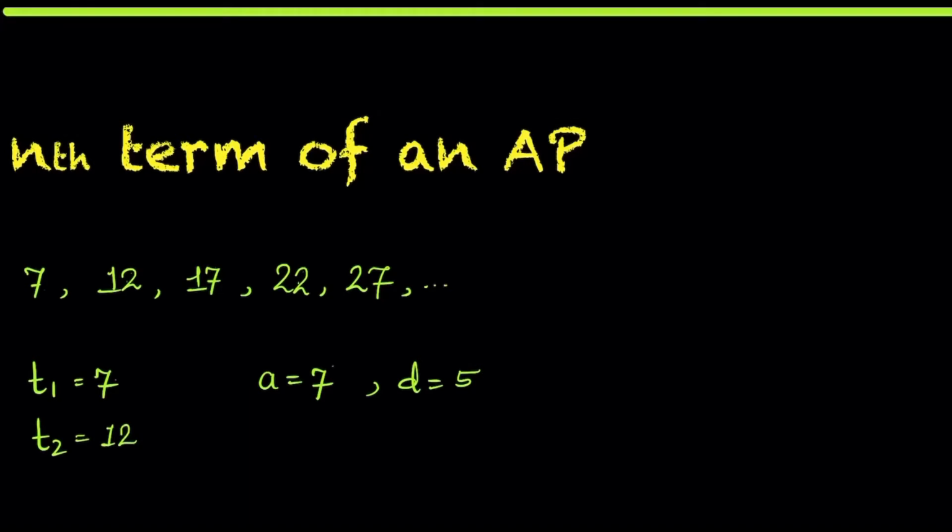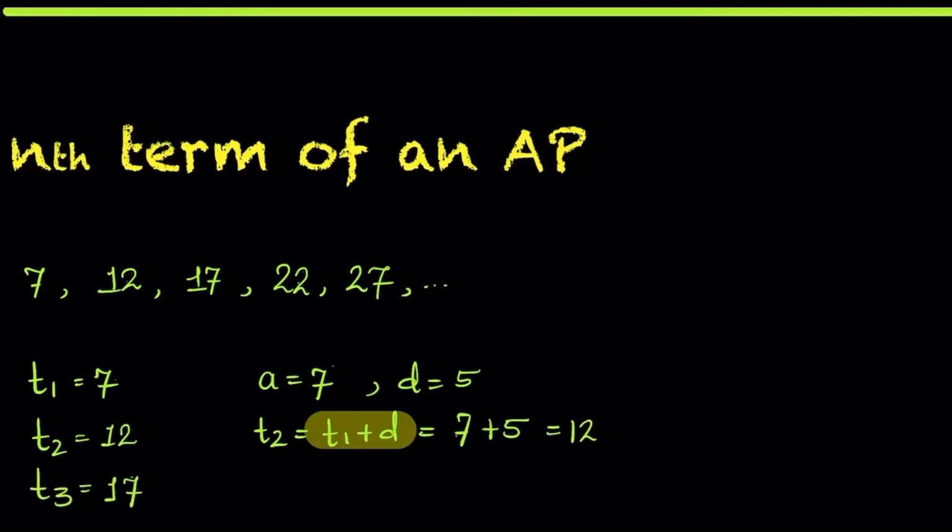The second term T2 is 12. T2 is obtained by adding 5 to the first term. So T2 is T1 plus D, which is 7 plus 5, 12. Now T3 is 17. You can see T3 is obtained by adding 5 to the second term. So T3 is T2 plus D. And again, T2 is T1 plus D, so I will write T1 plus D in place of T2.